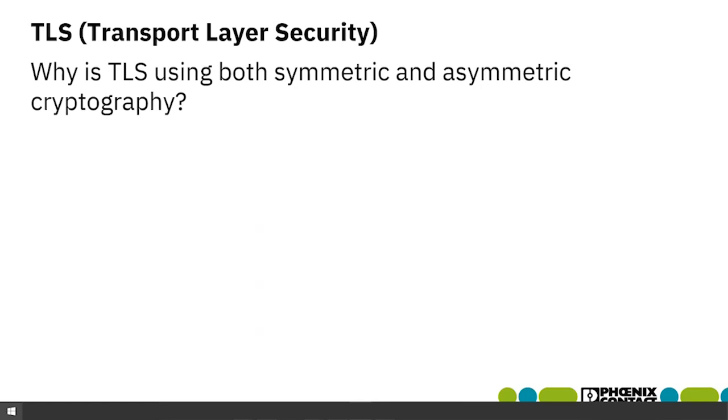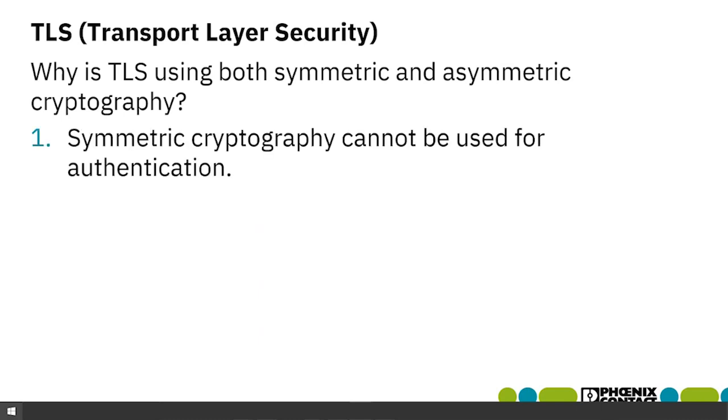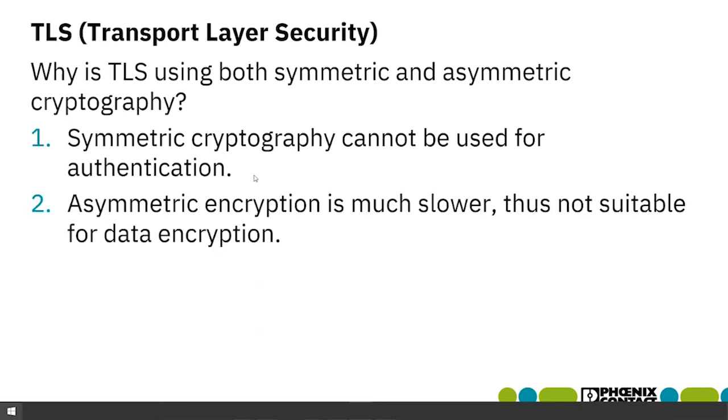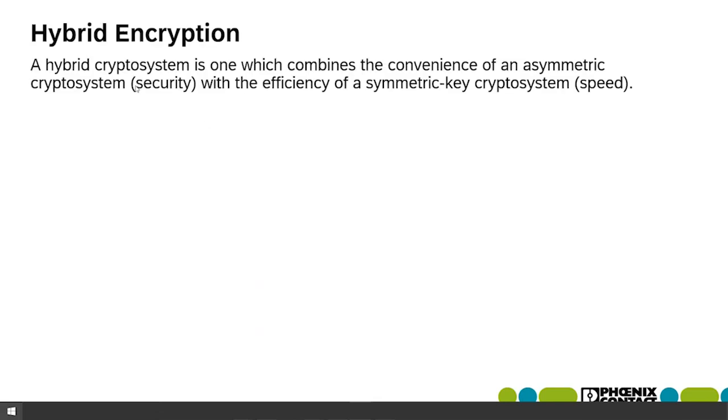In TLS, as I already mentioned, we use both symmetric and asymmetric keys, but why do we do it? Well, a very simple reason. Symmetric cryptography is not so secure, so it cannot be used for authentication. And asymmetric encryption is relatively slow compared to symmetric encryption, so this is not really suitable for data encryption. So we use the best of both worlds, which is called hybrid encryption. We combine the convenience of an asymmetric crypto system for the security and the efficiency of a symmetric crypto system for the speed.